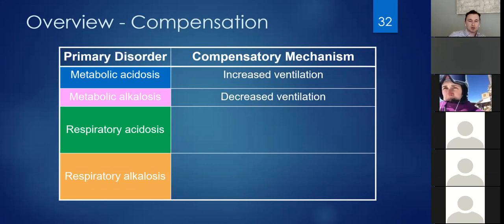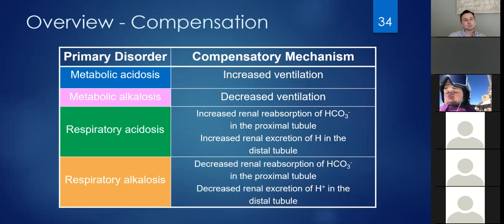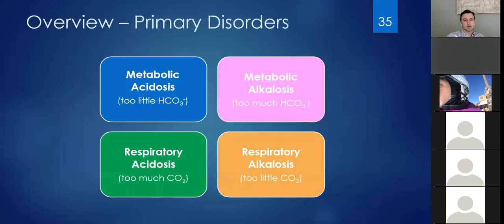That makes sense. For a metabolic alkalosis, you're going to decrease ventilation to try to make the blood more acidic to neutralize the base from having too much bicarb. When it comes to renal compensation, when there is a respiratory acidosis, your kidneys not only hold on to more bicarb, they also excrete more hydrogen, which, like we said, you can think of as being equal to acid. The opposite is true for your respiratory alkalosis: your kidneys are going to excrete more bicarb and hold on to more hydrogen.